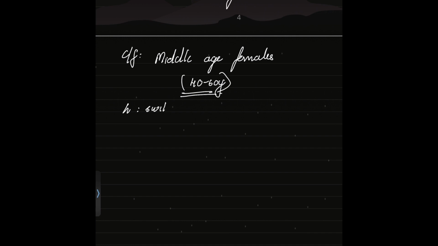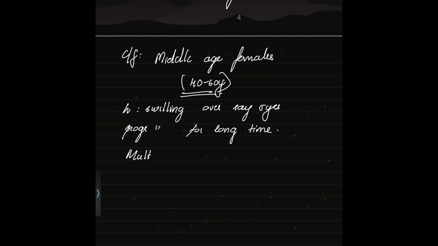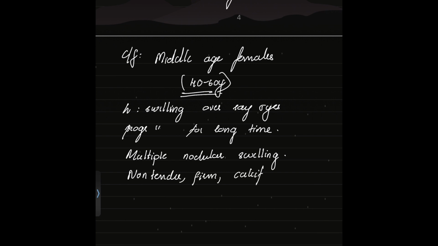There is a history of a long-standing swelling, say for 5 years or 10 years. It is a progressive swelling for a long time. There is a multiple nodular swelling, with a bossulated appearance. This swelling is non-tender, there is no pain. It is firm and there can be calcification. It can be calcified hard.